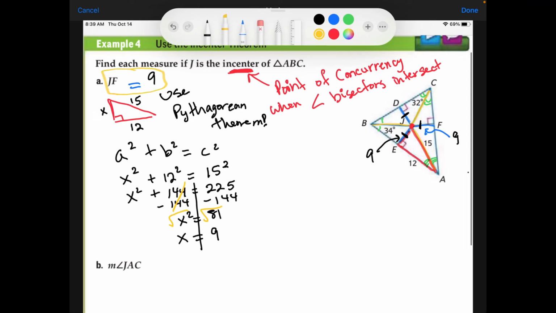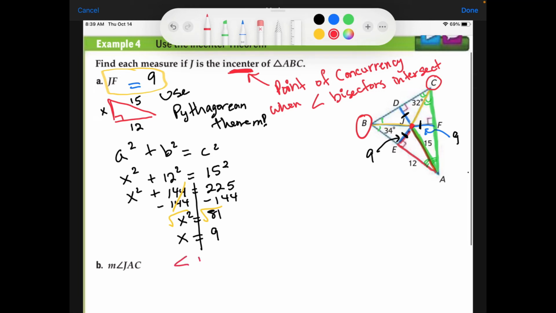Okay, let's find the measure of angle JAC. So J, you can trace J to A to C. So this highlighted angle in green is what I'm looking for. Well, I know that each angle is being cut in half. So to find the measure of angle JAC, if I can find the measure of angle B and the measure of angle C, because they gave me angles on those two, I can subtract the angles from 180 and get my angle for A.